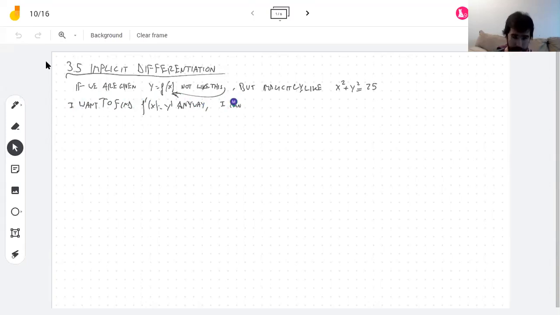What I can do is I can take derivatives on both sides. And then solve for y prime. The chain rule is gonna make some y primes pop up in a lot of places. And then there's gonna be an equation that's pretty easy to solve because it's just always gonna be linear. So you just go solve it. And then that gives you an expression for y prime.